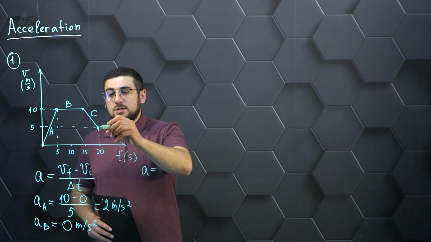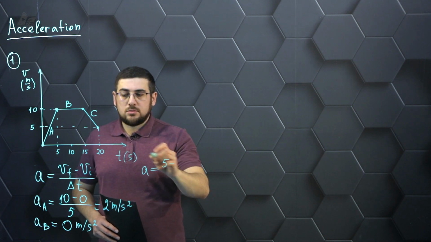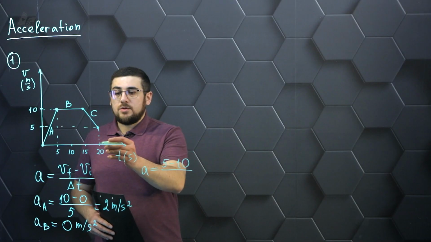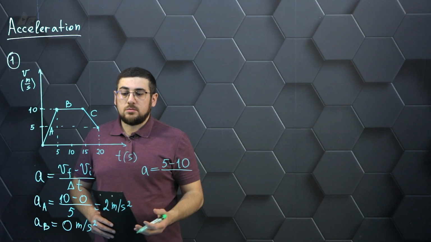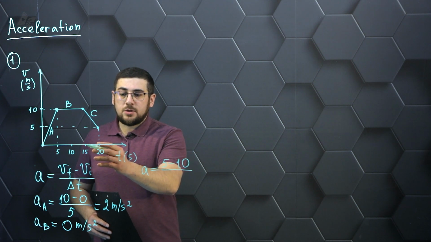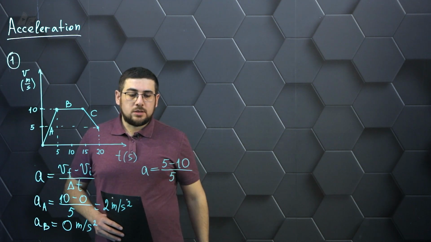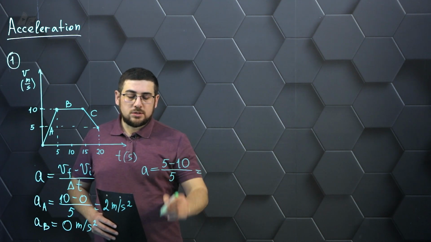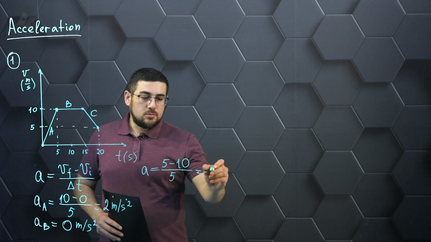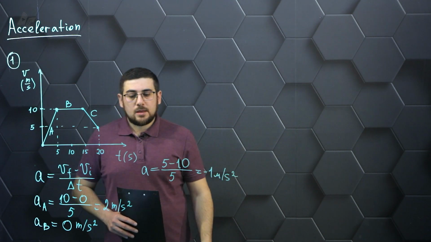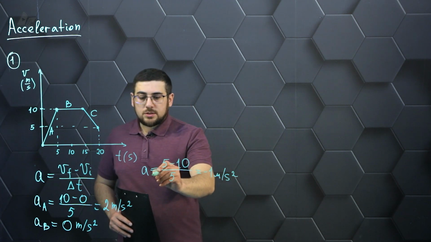So the acceleration in this case will be determined by the change in speed, but with a minus sign. Let's show it. The terminal velocity for this section is 5. The initial velocity for this section is 10. The time during which the change of speed occurred is 5 seconds, i.e. from 15 to 20 seconds. This speed changed. And then we get the answer 5 minus 10 divided by 5. That's minus 1 meter per second squared. That's the acceleration at section C.